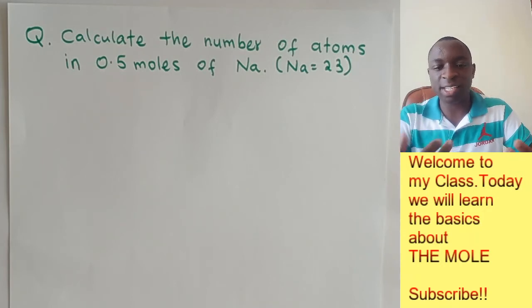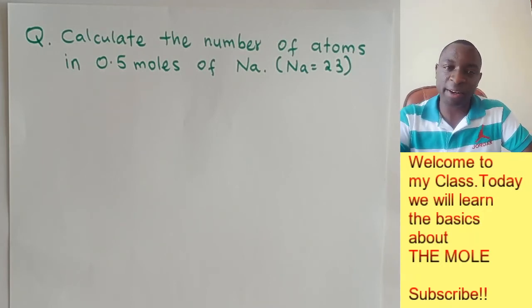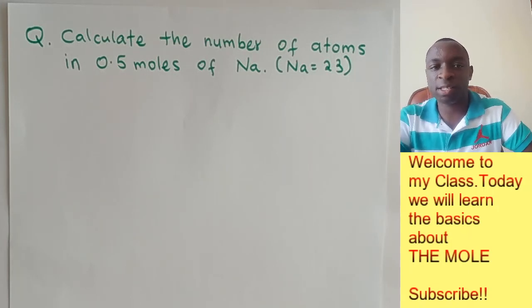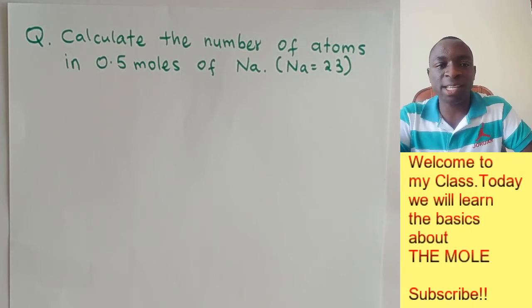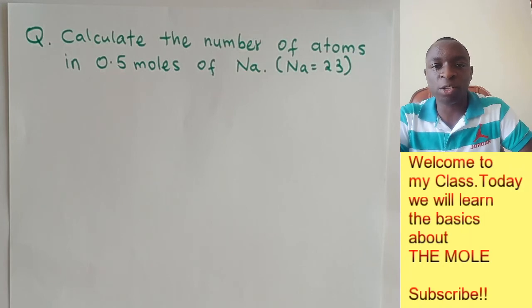All right, so just like in the coins experiment, I want us to look at a few questions that are going to show us how to use these formulas that you've learned. So the first question is: calculate the number of atoms in 0.5 moles of sodium.